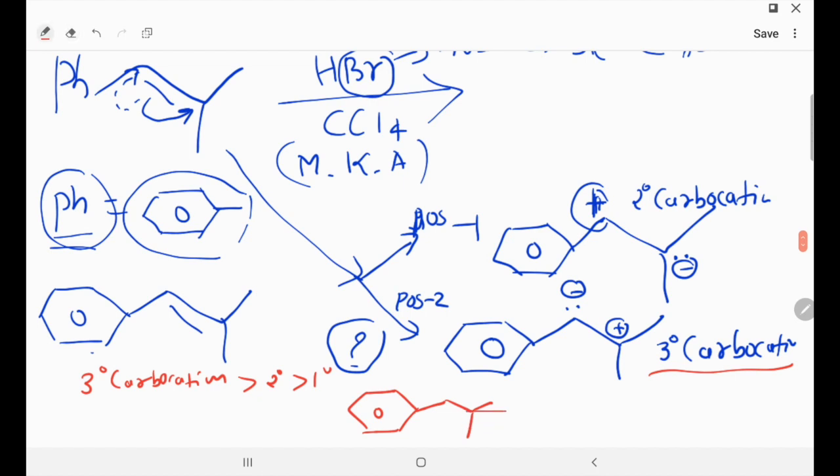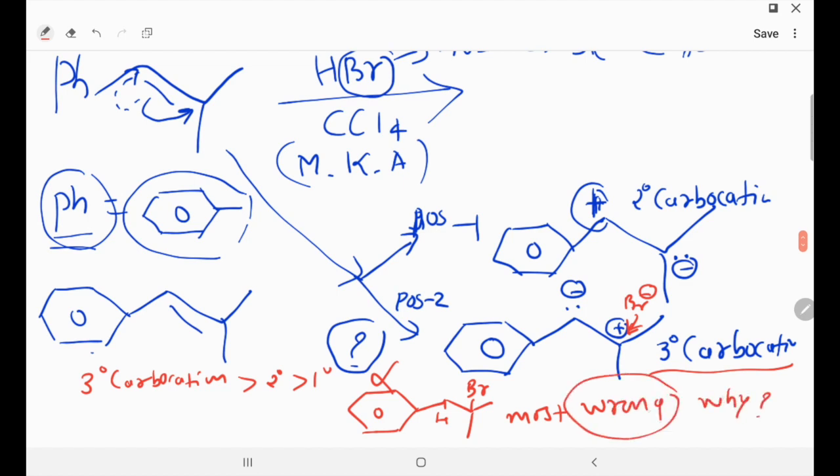Okay, here there will be bromine from most of the students, and there will be hydrogen. Most of the students give this answer. So you add bromine at this particular position, but this one is wrong. This one is wrong. Now you will have a question: why is it wrong?